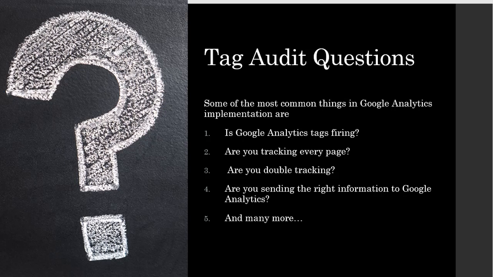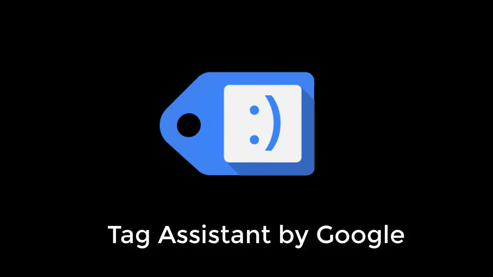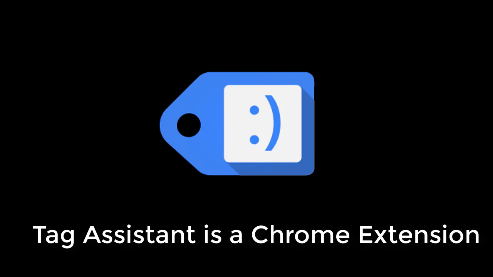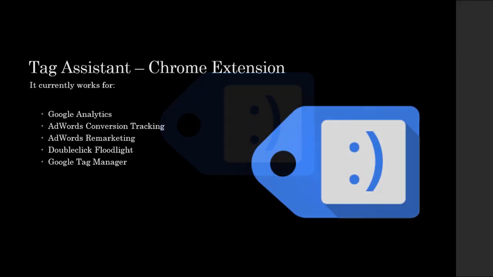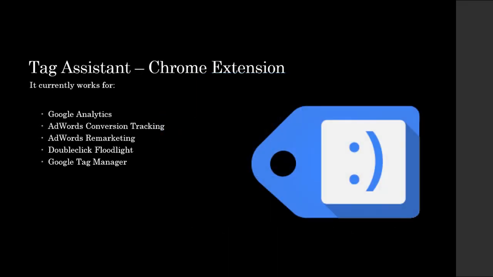To answer these questions and many other tag related questions, Tag Assistant from Google comes in handy. All you have to do is install Google Tag Assistant and browse over to any page that you have questions about, and it'll provide you a report on the tags on that page. Tag Assistant is a Chrome extension that automatically validates the implementation of Google tracking scripts on any given page. It currently works for Google Analytics, AdWords conversion tracking, AdWords remarketing, DoubleClick Floodlight, and Google Tag Manager.